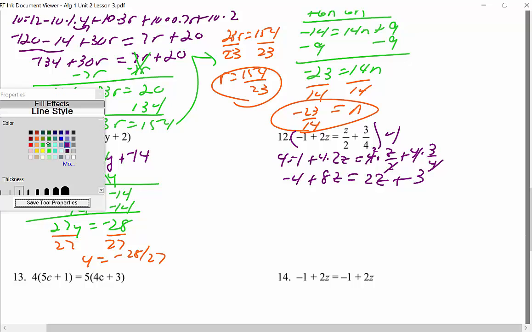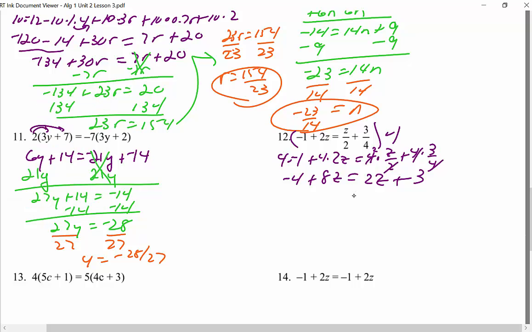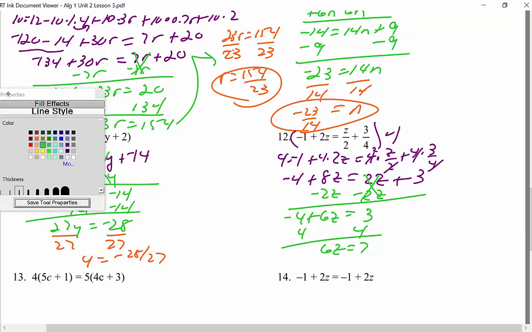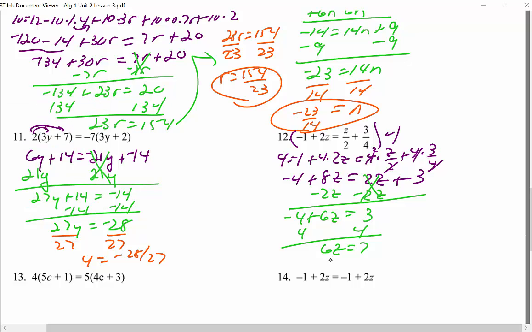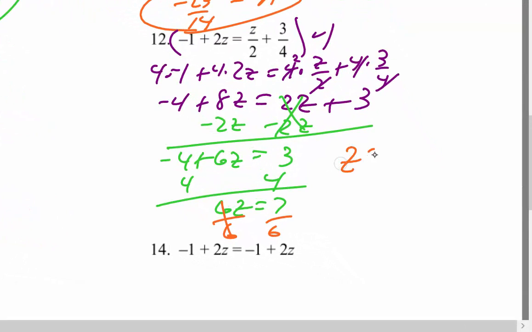We have to decide what side we want the variable on. I pick left, so I subtract 2z from both sides. Those on the right, they cancel. 8z minus 2z is 6z, and I have a negative 4 plus that, and a 3 on the right. I got to get rid of the negative 4, so I add 4 to both sides. 6z equals 7. I now multiply or divide to make the coefficient of the variable into 1. So I divide by 6. 6 divided by 6 is 1, so z equals 7/6. I'm done.